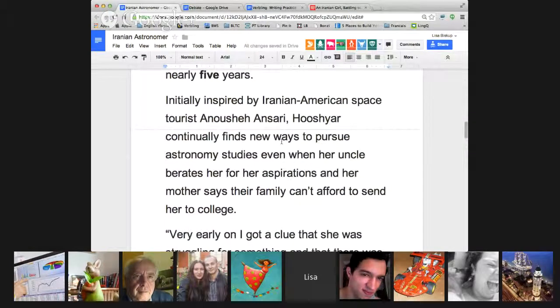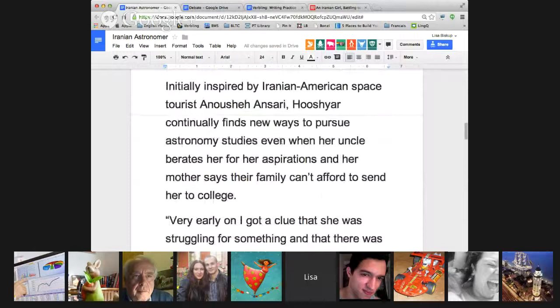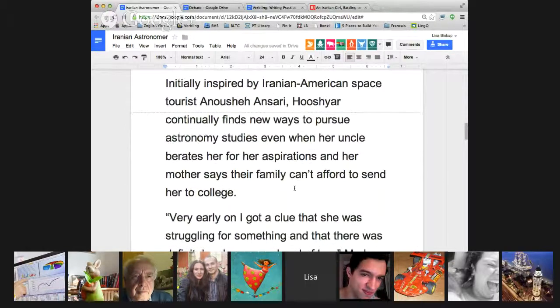Initially inspired by Iranian American space tourist Anousheh Ansari, Hushyar continually finds new ways to pursue astronomy studies even when her uncle berates her for her aspirations and her mother says their family can't afford to send her to college.